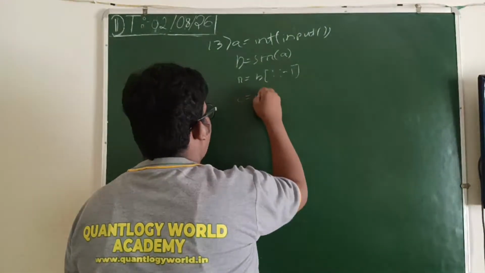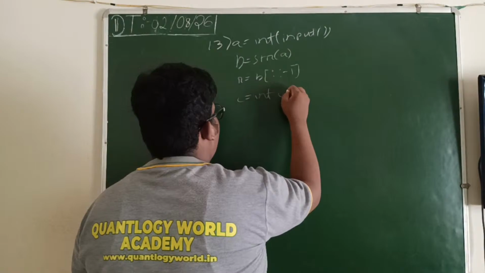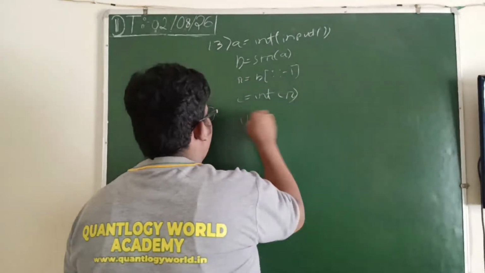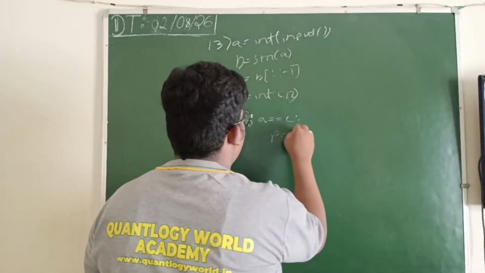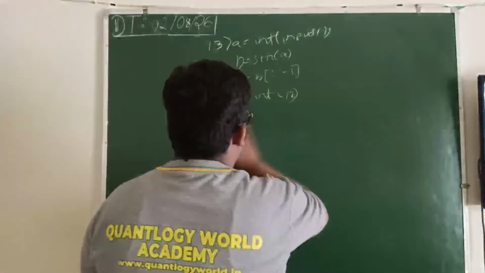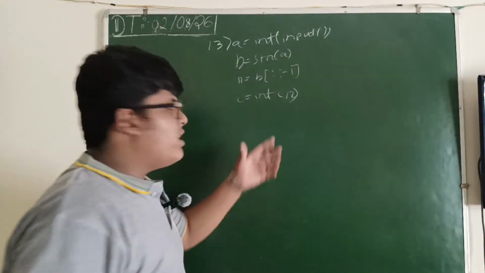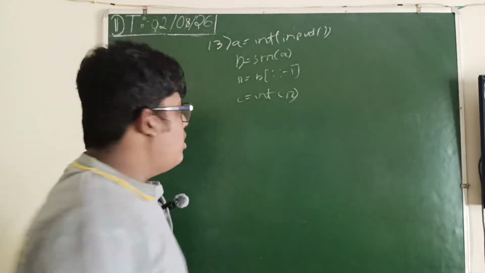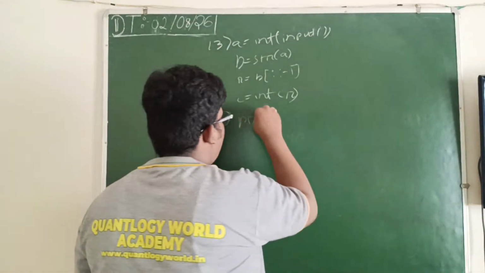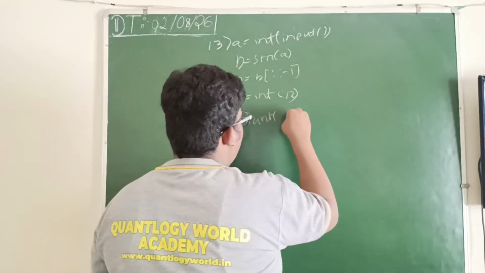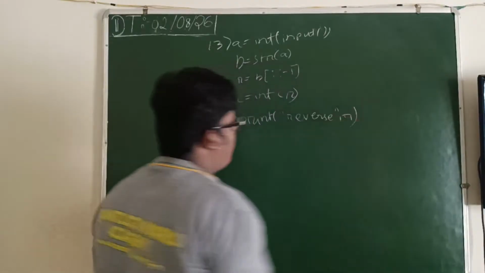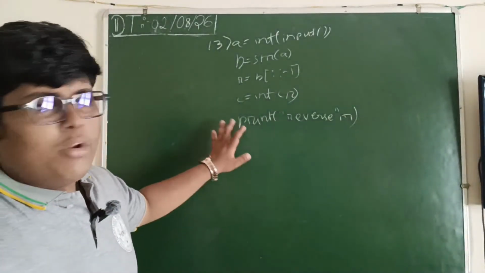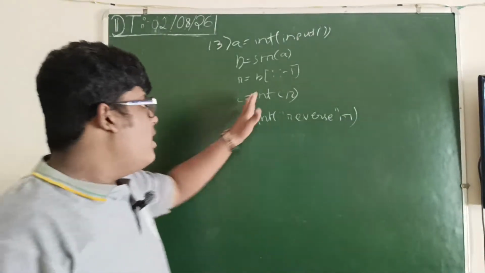C equal to int r. If a double equal to c, then print, sorry, not if, because we are not checking anything, we have to just print the reverse, so we'll write only print. So this is a simple logic for reverse statement.